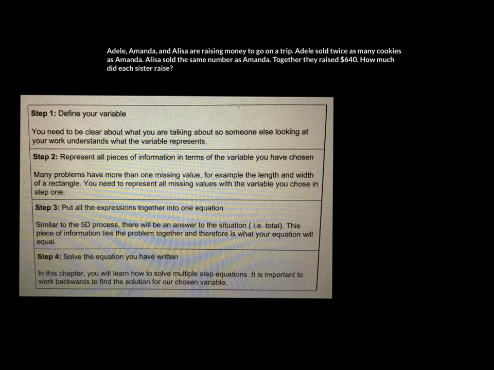Today we're going to be going over how to write an equation when you're given a word problem, something that we should remember about like a 5D process. So today we're going to work through the problem.